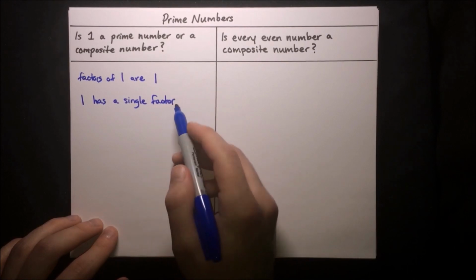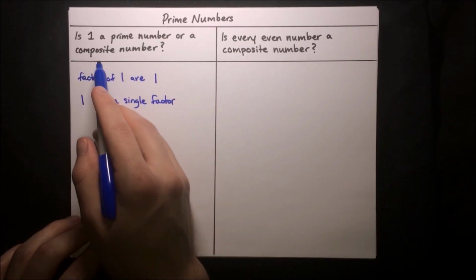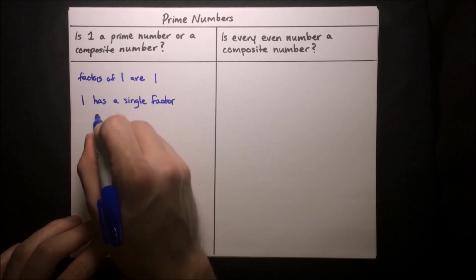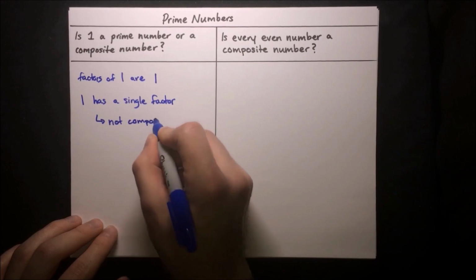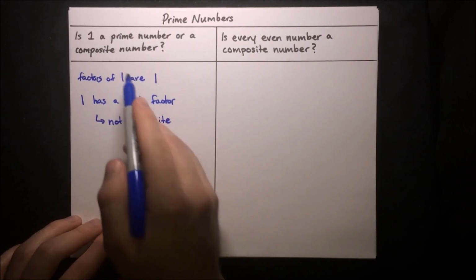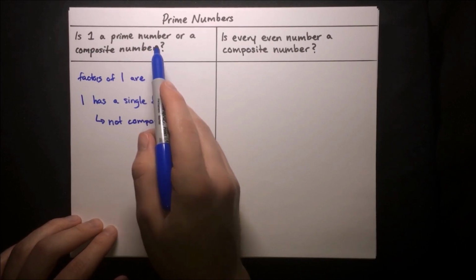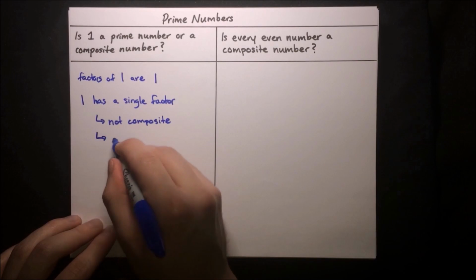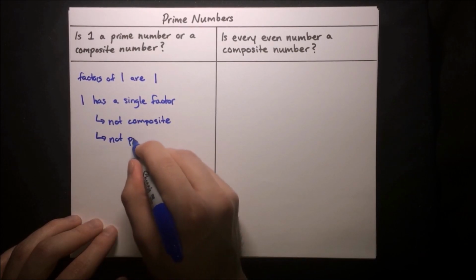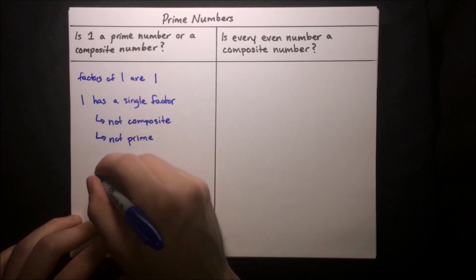So 1 has a single factor. We can tell it's definitely not composite, because composite numbers need more than 2 factors. So is it prime then? Well, remember, prime numbers need exactly 2 factors, but 1 just has a single factor, so it's not prime either. So that means it's neither prime nor composite.